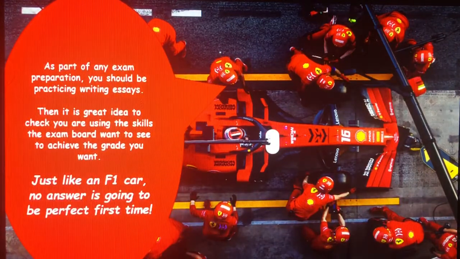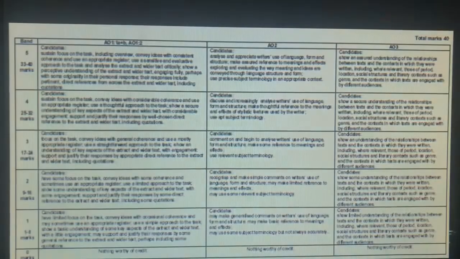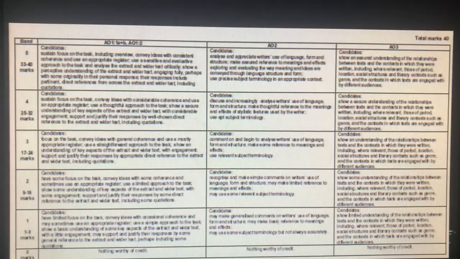As part of any exam preparation, you should be practicing writing essays. Then it's a great idea to check you are using the skills the exam board want to see to achieve the grade you want. Just like an F1 car, no answer is going to be perfect the first time of writing it. Here's a copy of the exam board criteria then.